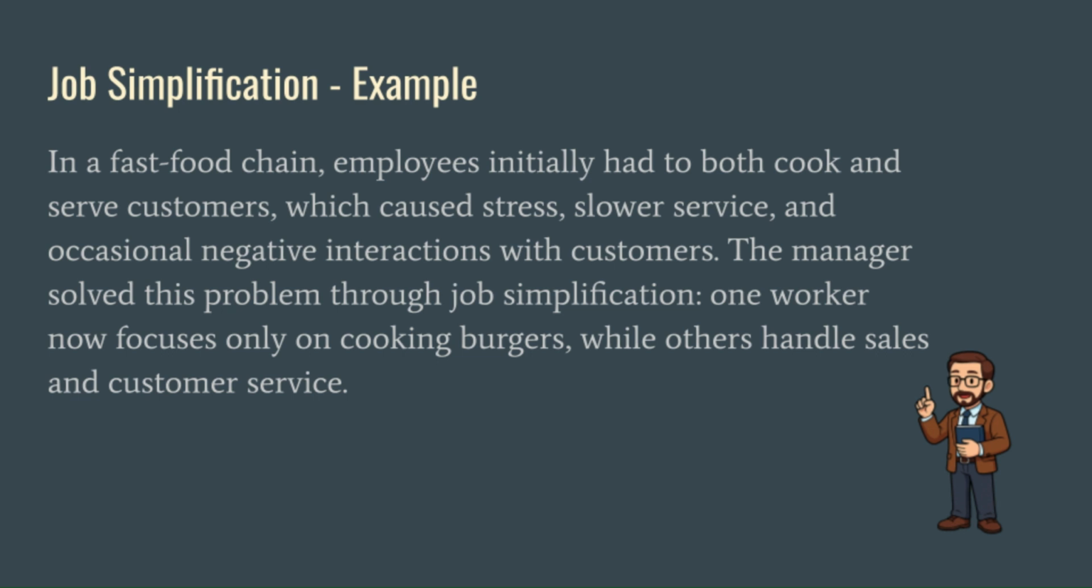Example: in a fast food chain, employees initially had to both cook and serve customers, which caused stress, slower service, and occasional negative interactions with customers. The manager solved this problem through job simplification. One worker now focuses only on cooking burgers, while others handle sales and customer service.